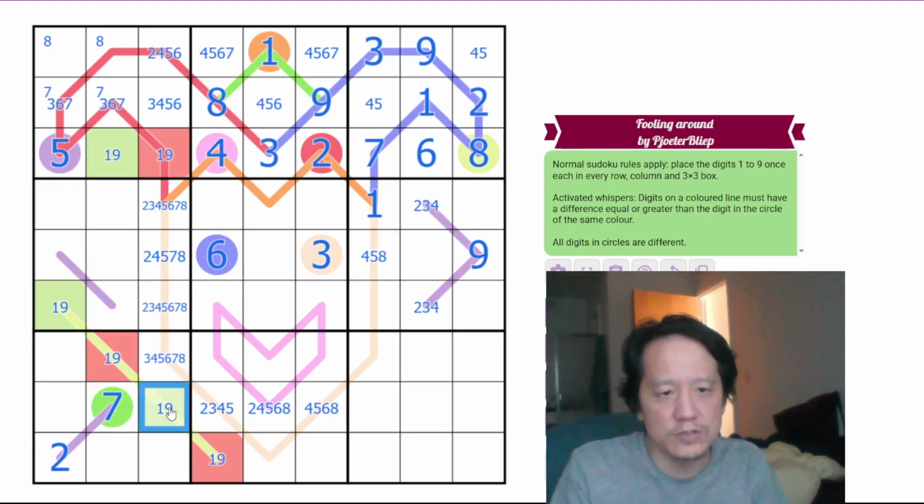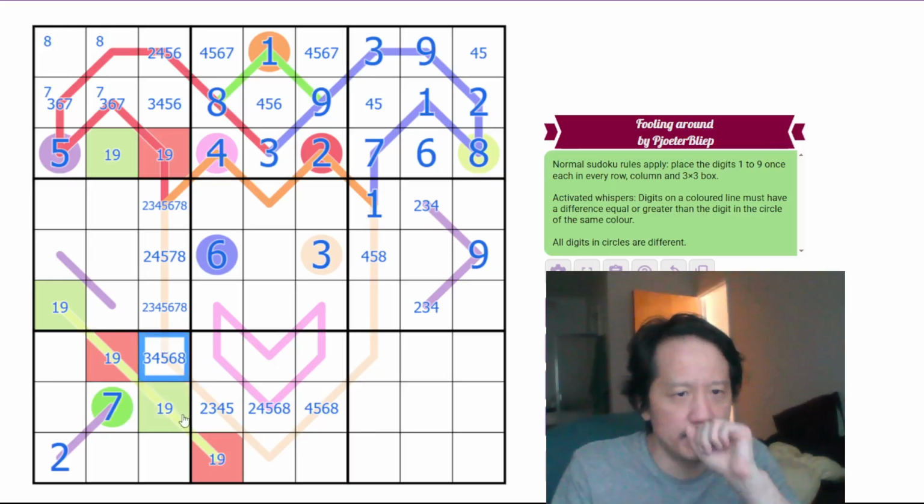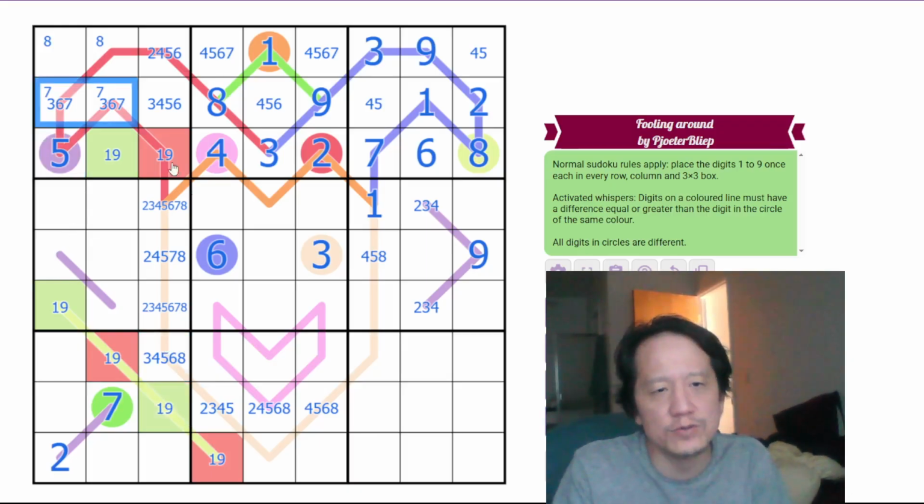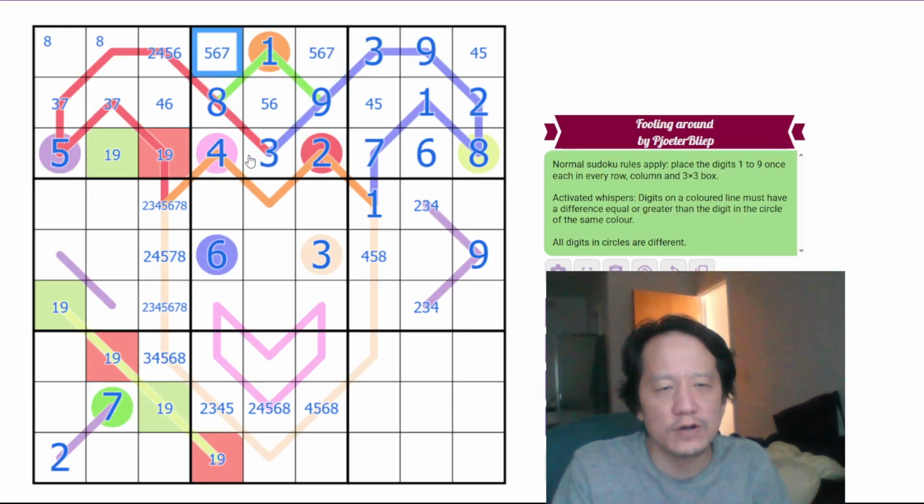This 9 eliminates 9 here. This can't be 2 or 7 here. This 5 is only 2 away from 3 and 7. That eliminates 3 and 7 in the rest of the box. This can't be 5. These can't be 4 here. This can't be 5.